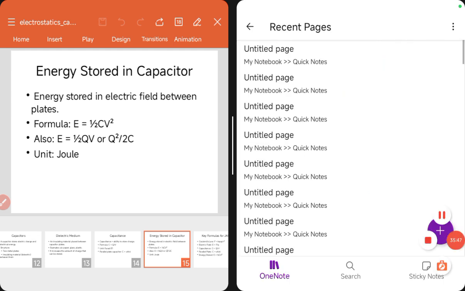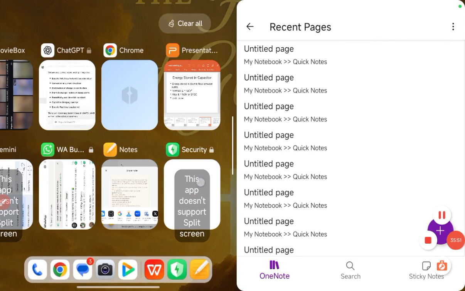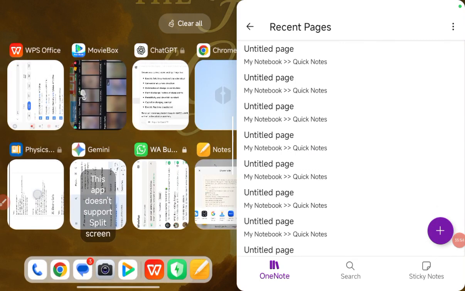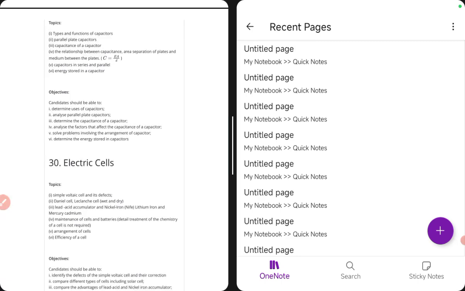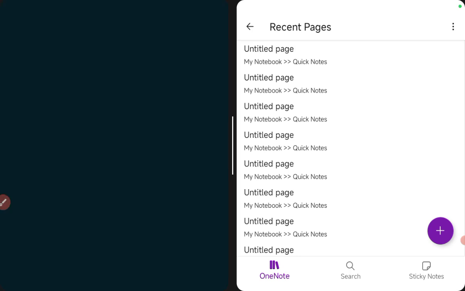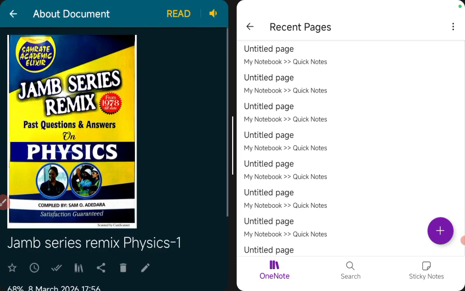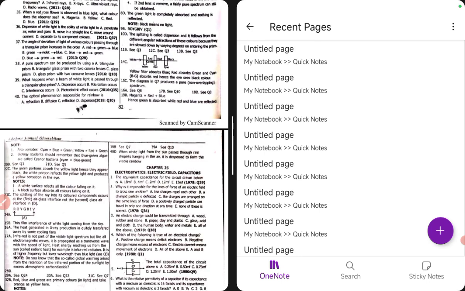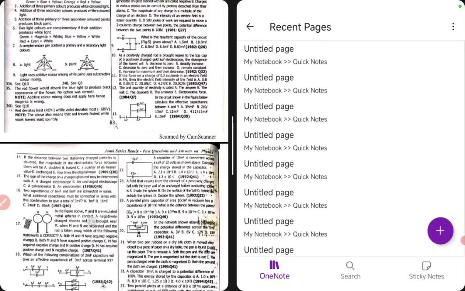So now I think we can just go straight to taking past questions. So let's go straight to taking past questions in this topic so that everything we have learned here can be put to good use. So I only take questions under electric cells, under electric fields, and then capacitance or capacitor. So let's look at some questions here. Okay, good.